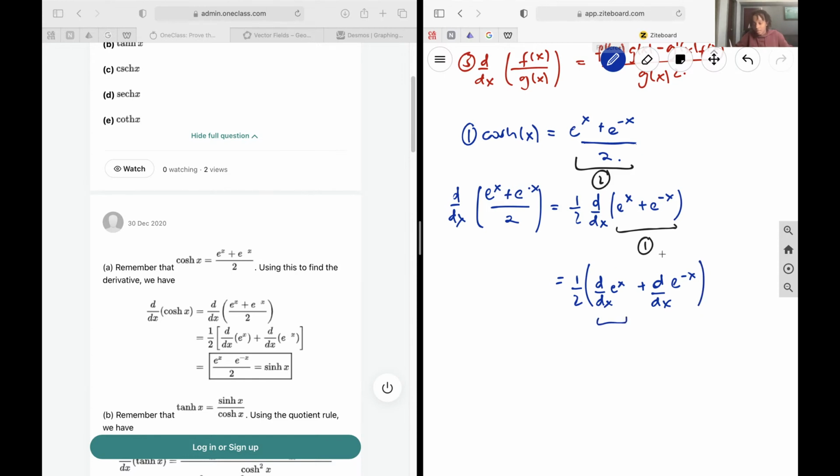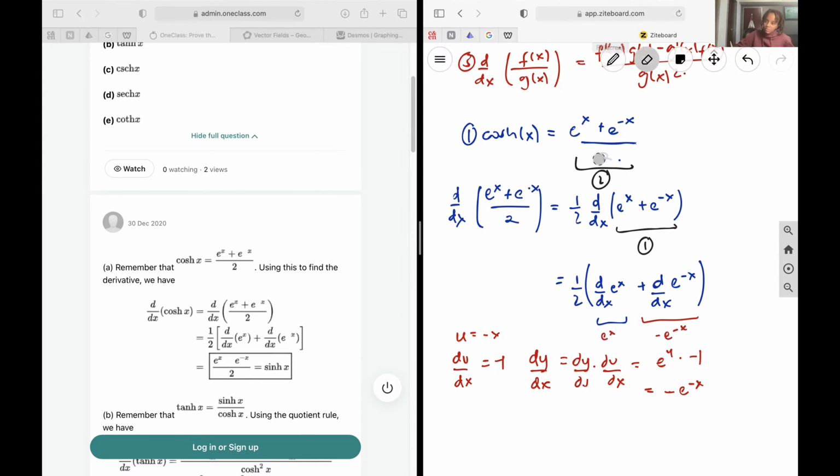This one we know how to deal with. It's going to give us e to the x. This one we're going to use the chain rule. And what we're going to do is we will set u as negative x. Sorry, du over dx is negative 1. So dy over dx is equal to dy over du multiplied by du over dx. And this will give us e to the u multiplied by negative 1. So negative e to the minus x is what that's going to give me. And so this is e to the x, this is e to the minus x, but multiplied by negative 1.